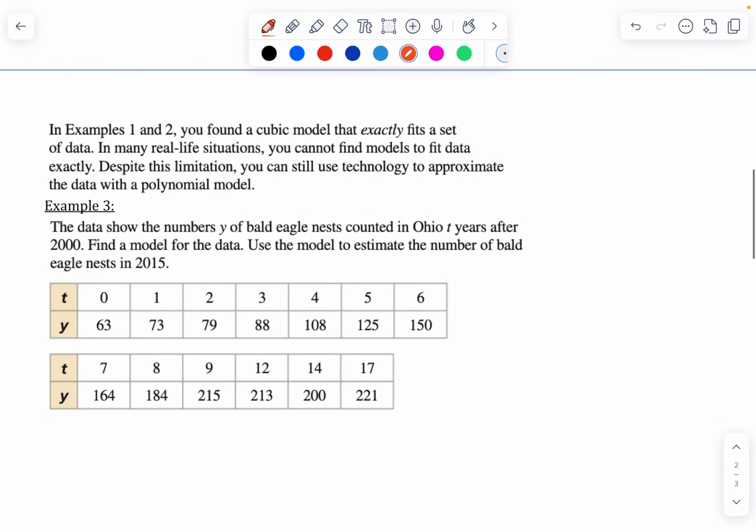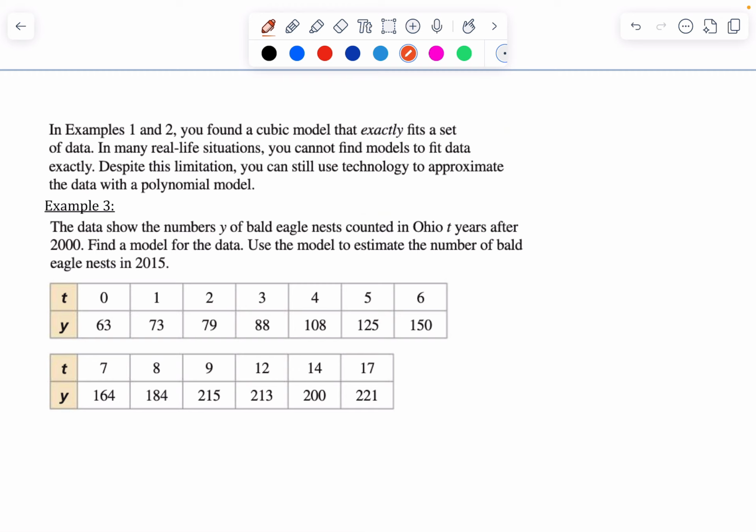Okay, last example. In examples 1 and 2, you found a cubic model that exactly fits a set of data. In many real-life situations, you cannot find models to fit data exactly. Despite this limitation, you can still use technology to approximate the data with a polynomial model.